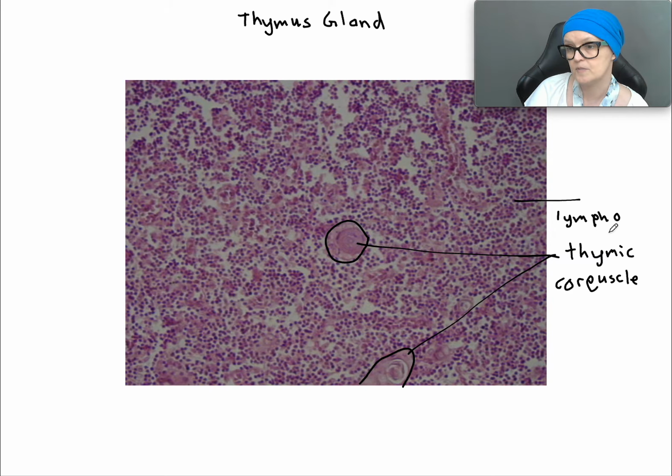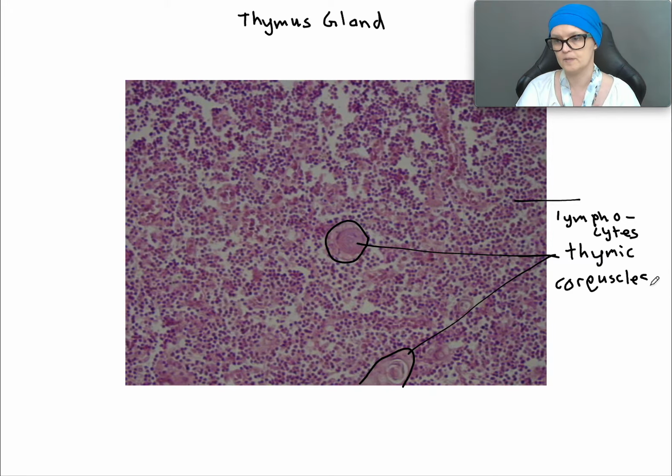I didn't leave enough room, did I? I should have gone off the other side. Okay, well there you have it. Name the organ, thymus gland. Name these wonky deviled egg looking things, thymic corpuscles.